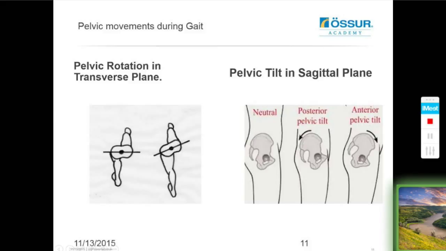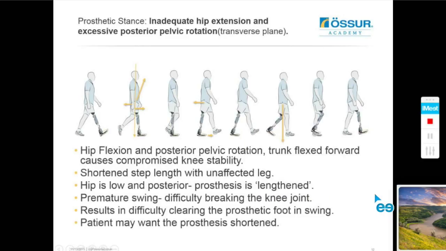So we don't want to confuse those two concepts as we move forward to these slides. Now, this slide is representing the situation of prosthetic stance phase in someone who has inadequate hip extension and excessive posterior pelvic rotation in the transverse plane. The diagram represents someone who's walking with an optimal walking pattern. So I'm going to ask you to use your imagination a little where the yellow arrows are occurring that are showing you what would happen in the adverse situation of inadequate hip extension and excessive posterior pelvic rotation.